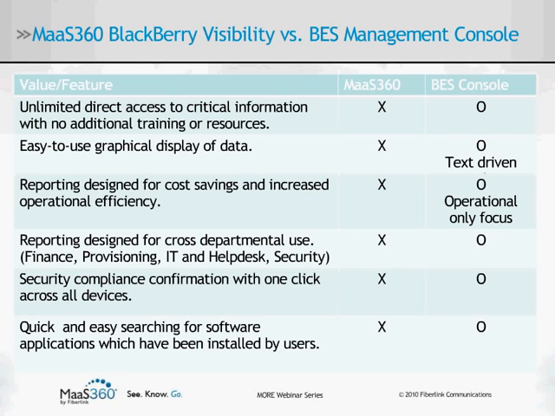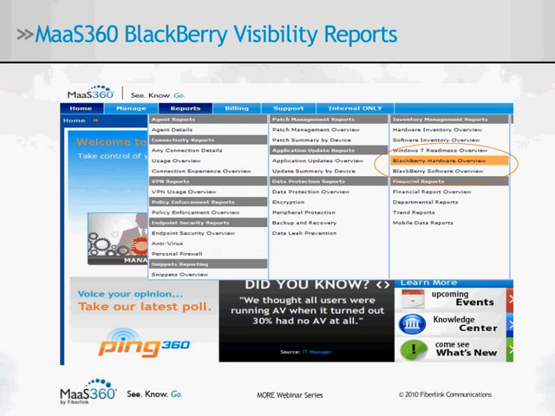Reporting is designed for cost savings, cross-departmental use, and a quick and easy searching for software applications which have been installed by the users. The BlackBerry Visibility Reports are broken down into two categories once you log into the MAS 360 Management Center: Hardware Overview and Software Overview. Once you are logged into the Management Center, you will find the BlackBerry Reports under Reports, Inventory Management Reports, BlackBerry Hardware Overview, and BlackBerry Software Overview.